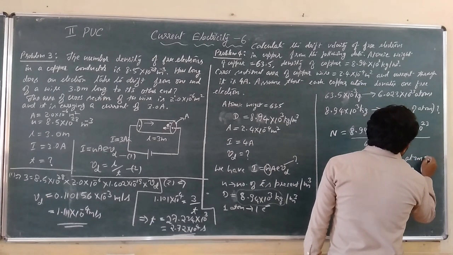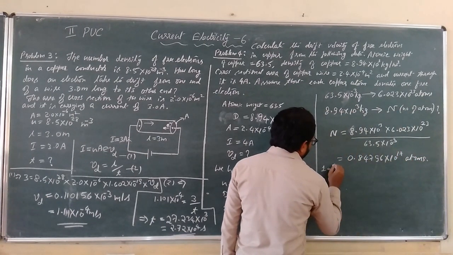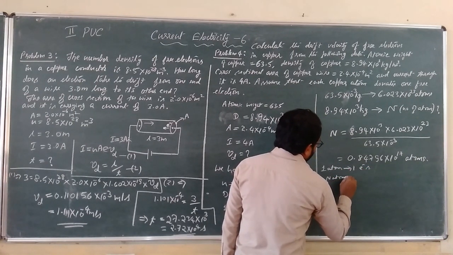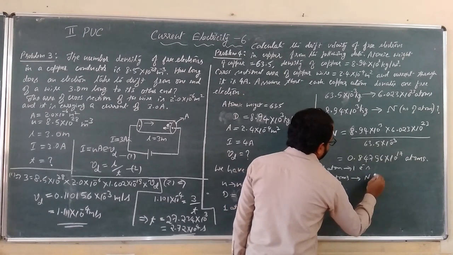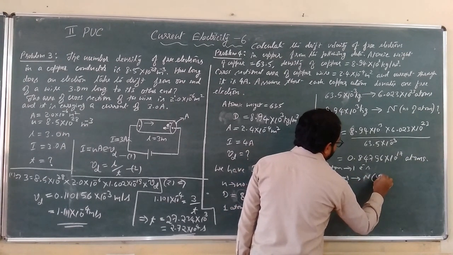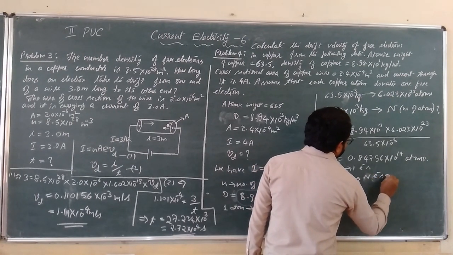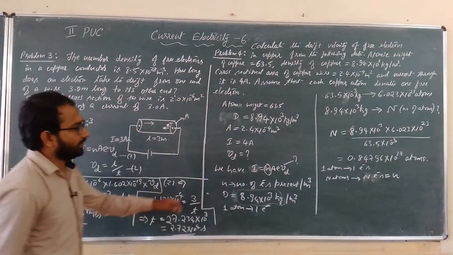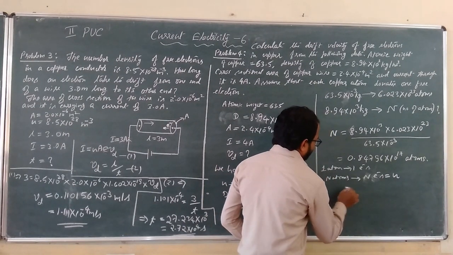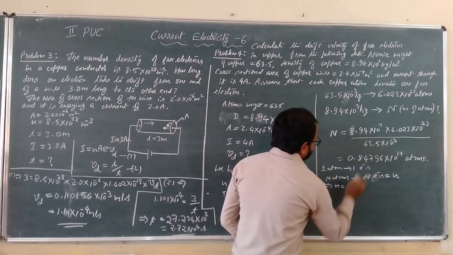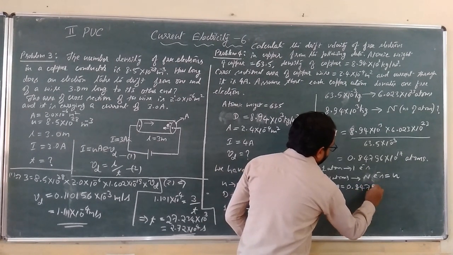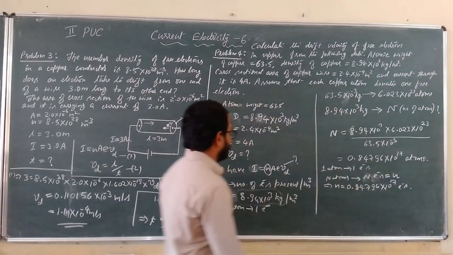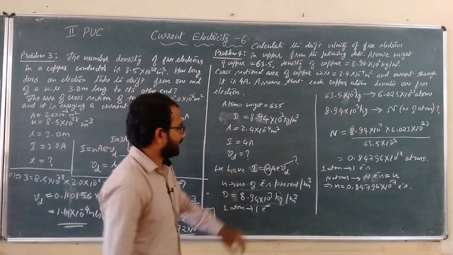Since one atom donates 1 electron, N atoms donate N electrons, or small n itself, which is equal to the number density. So small n is equal to 0.84796 into 10 to the power of 17 electrons. Once you get the value of n, substitute it to calculate Vd.